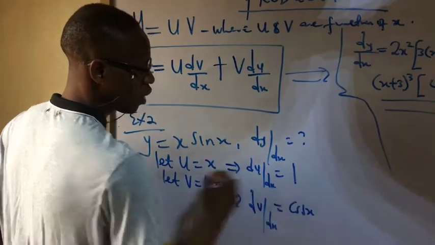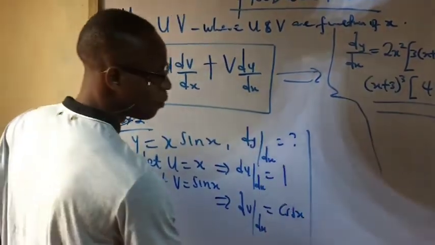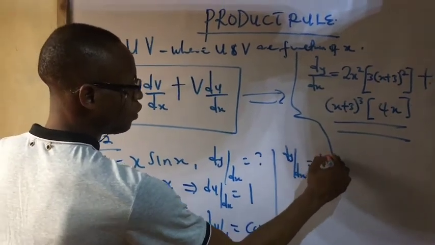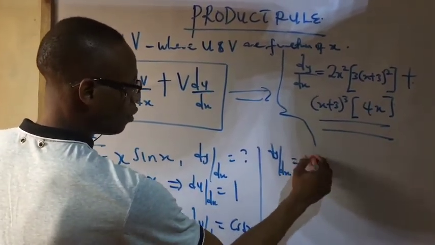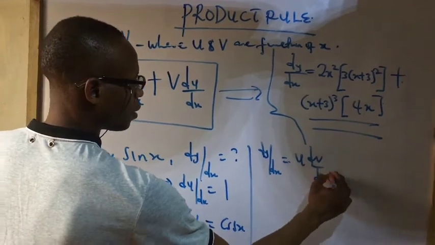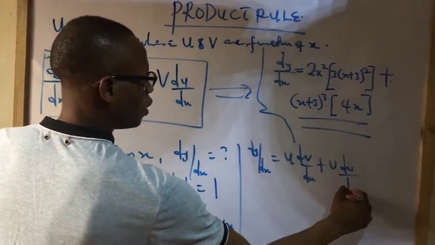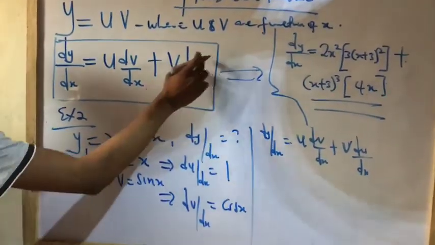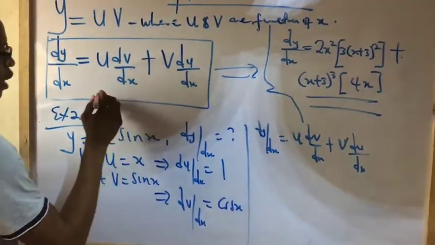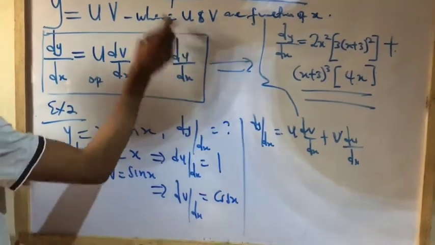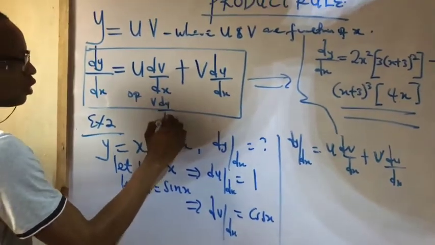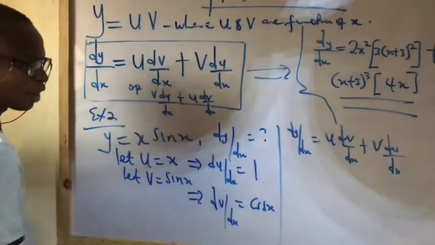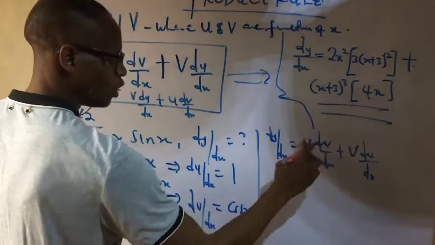So we simply use the same formula again, that is dy/dx equals still the same, u dv/dx plus v du/dx. Mind you, it's not a must that you start with u dv/dx plus v du/dx. This particular formula is the same thing as bringing this one to the front, v du/dx plus u dv/dx. You still end up having the same answer. So it doesn't matter whether you put this one here or this one here.